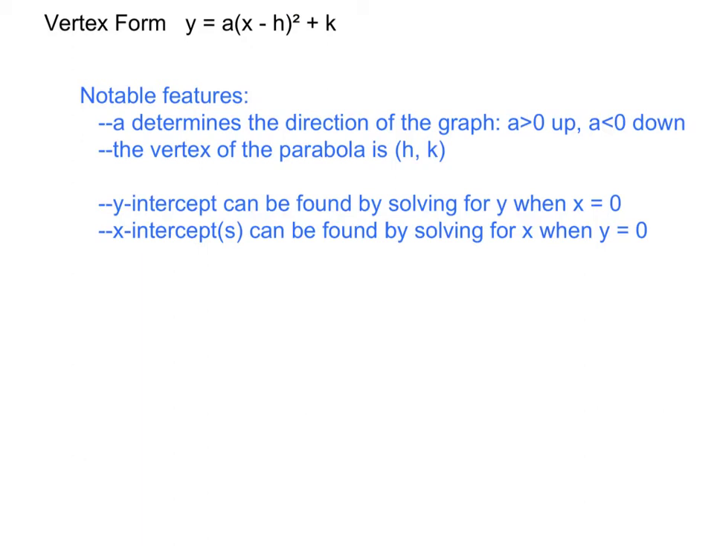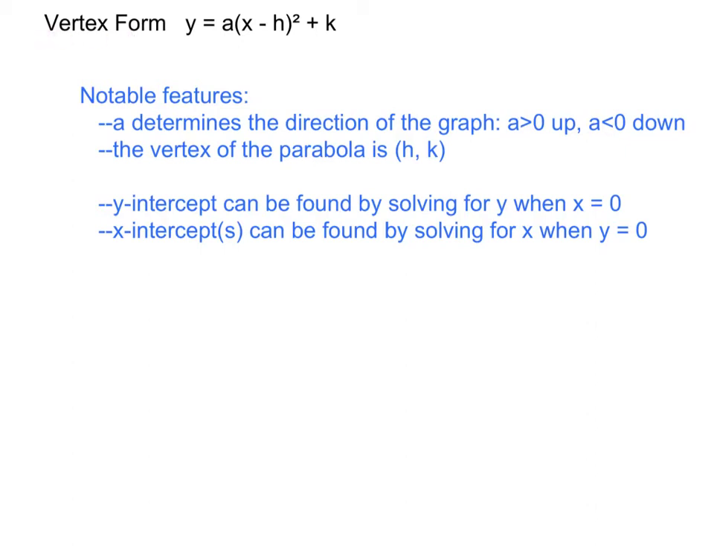So, notable features. Just like I said before, that value of a determines the direction and shape of the graph. If a is greater than 0, it opens upward. If a is less than 0, it opens downward. And if the value of a is very large, like 5 or negative 13, you're going to get a very steep parabola, either up or down. And if it's a fractional value, a small value less than 1, like a half, you'll have either a wide parabola opening upward or a wide parabola opening downward.